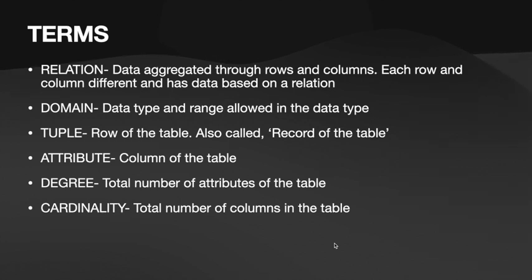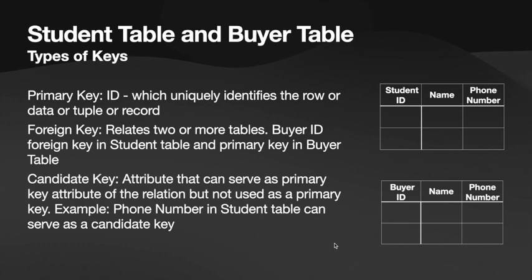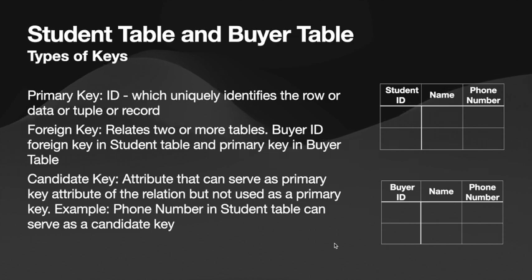Next we have a look at the student table and buyer table as an example. There are various types of keys. Primary key is the one which uniquely identifies a row, that record. Foreign key relates two or more tables. There are two tables here, student table and buyer table. Student ID is the primary key in the student table. Buyer ID is the primary key in the buyer table.